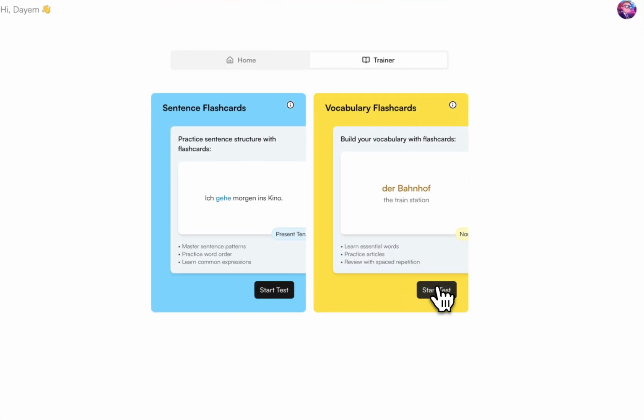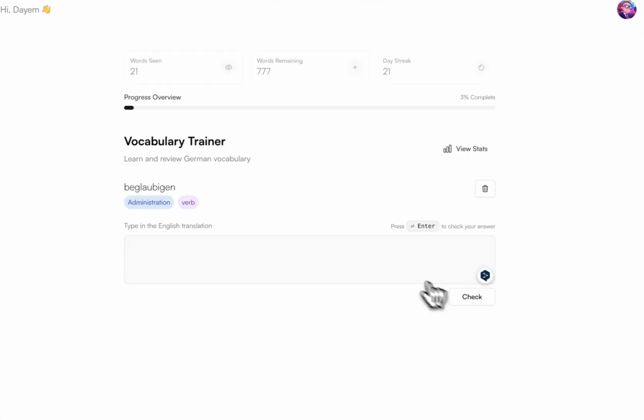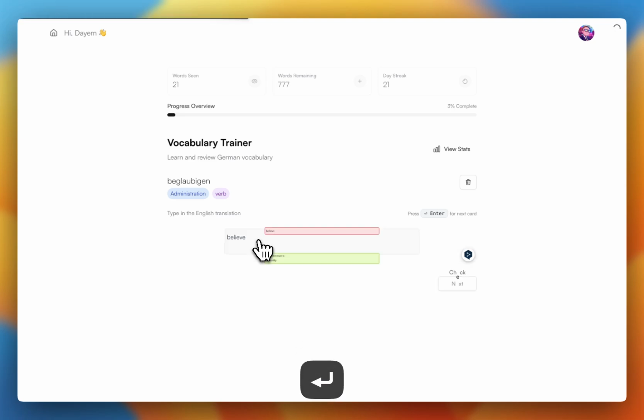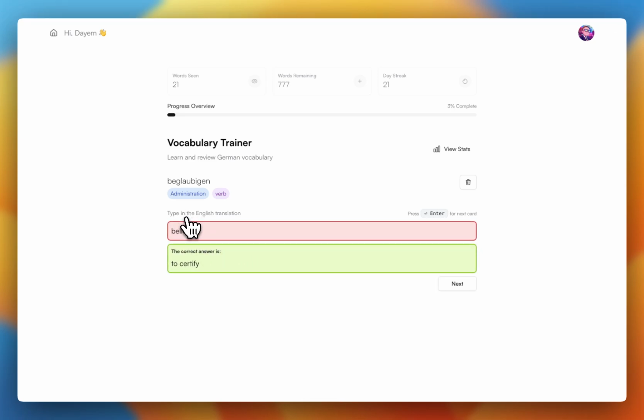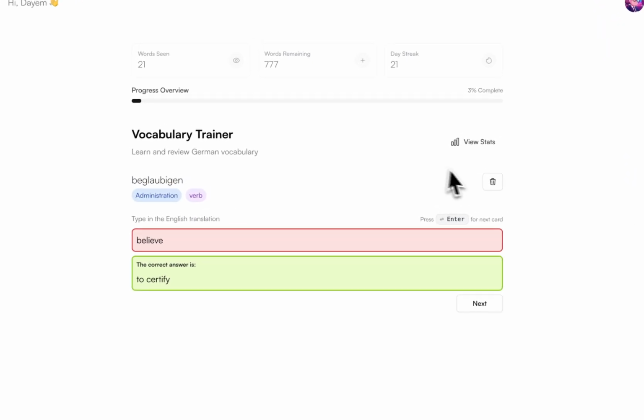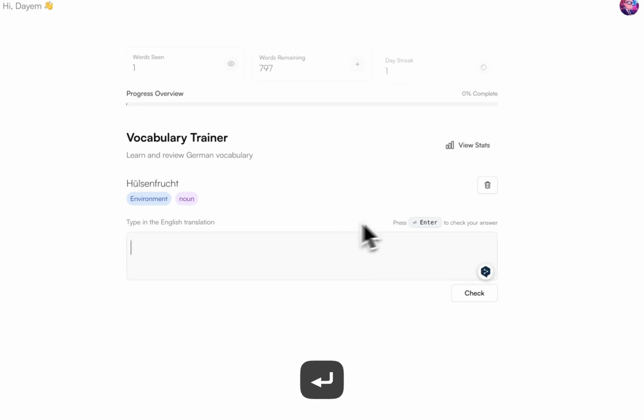There's also the vocab that I can quickly show. For example, here people can practice the vocabulary. They will be given a German word and then they will have to, based on their memory and recall, write the best translation. In this case, my answer was incorrect. So it says, okay, this does not mean believe, it means to certify. And then I can go to the next one.